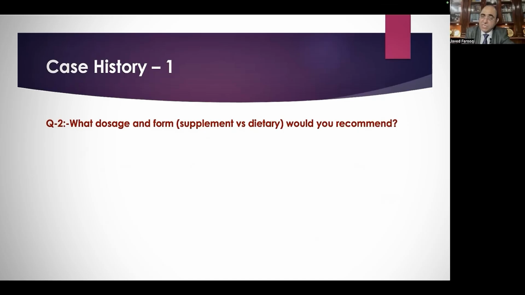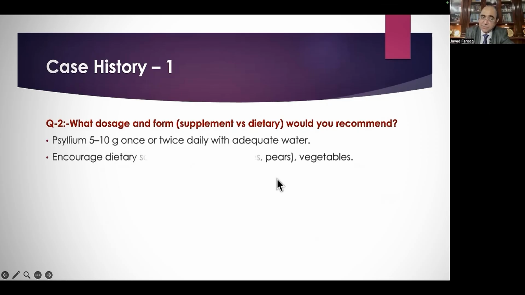And let's see what the answer is. Psyllium 5 to 10 gram once or twice daily with adequate water. And encourage dietary sources, that is the oats, fruits like apples, pears, and vegetables.